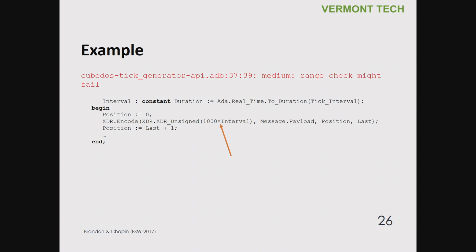Here's another similar example where the Spark tools point at this multiplication. What this is trying to do here is it's taking a time interval in seconds, converting it into milliseconds by multiplying by 1,000, and then it's trying to convert the result of that into an XDR unsigned. That's a 32-bit unsigned integer. And so it says, oh, the range check might fail because this product might be more than you can fit into a 32-bit integer. Again, another example of a fairly simple thing that's pretty easy to understand and to see when you're looking at it.